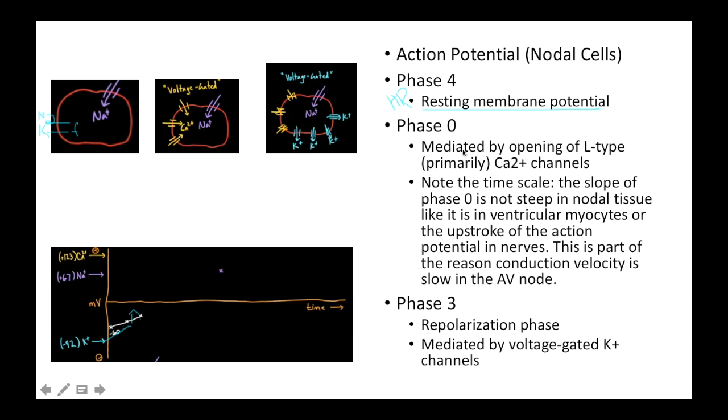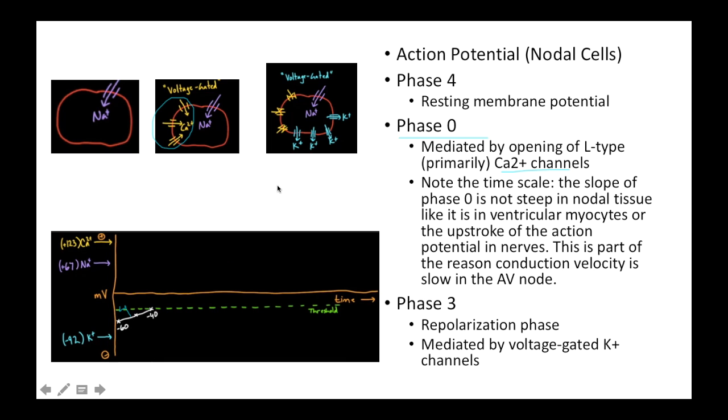Do I have that in there? There it is. Our phase 4. And after which we have phase 0, mediated by the opening of our calcium channels here. So our calcium channels are opening up. Add that in here. So once we have hit this threshold, calcium channels open up, and we have this much steeper upslope that we can refer to as phase 0.